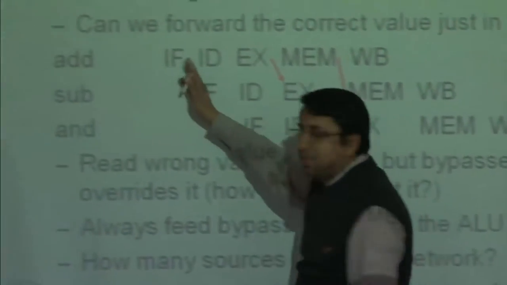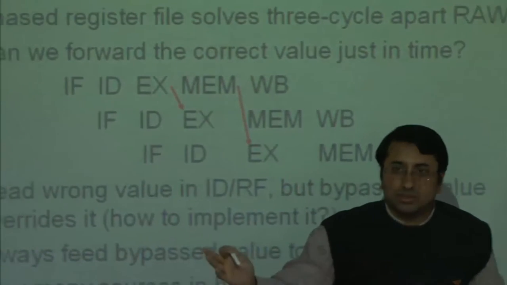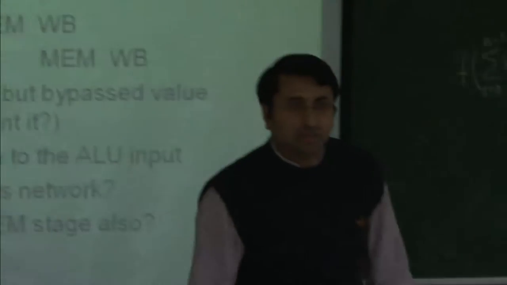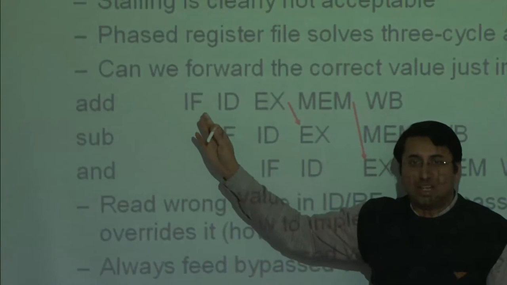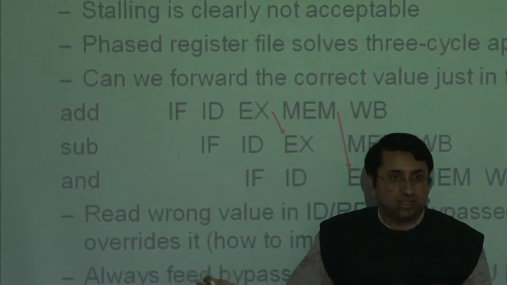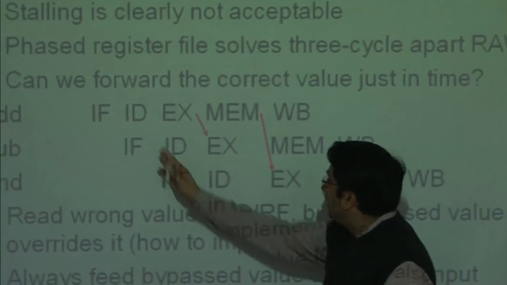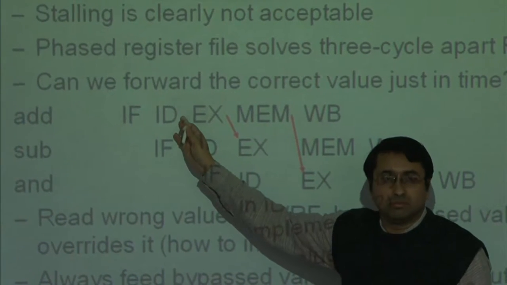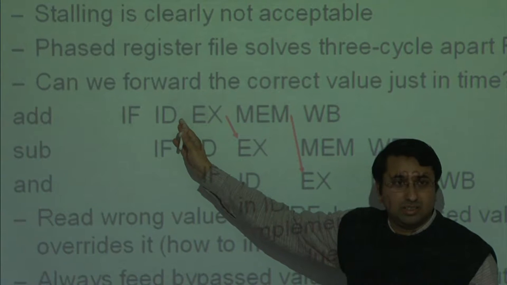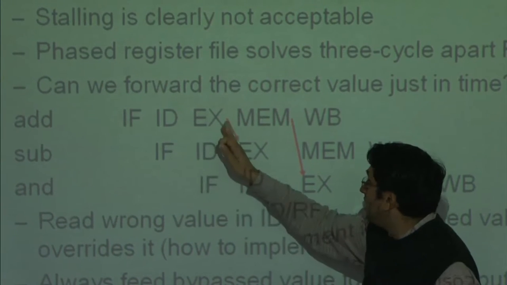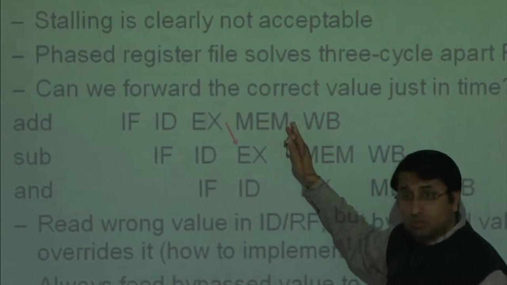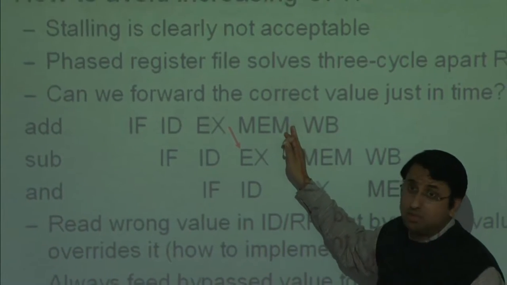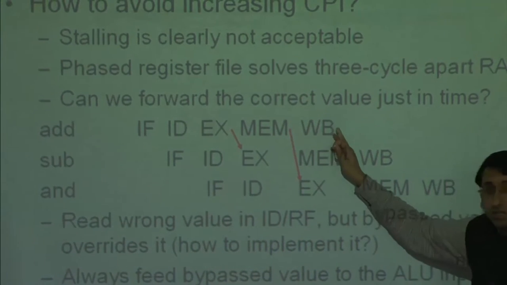So do I need to bypass from the fetch stage by any chance? Could there be a situation where I need to bypass from a fetch stage? It cannot be, right? What do I produce in the fetch stage? I produce an instruction, and an instruction cannot be an input to an instruction. In the decode stage, I produce some internal decoded signals. They also cannot be useful. Here I produce values, which may require bypass. Here also I produce values that may require bypass. Do I need a bypass from here?